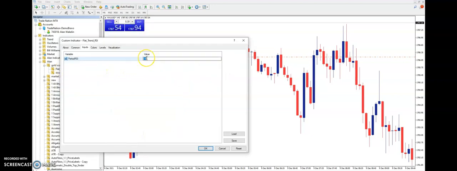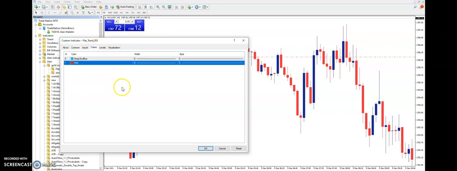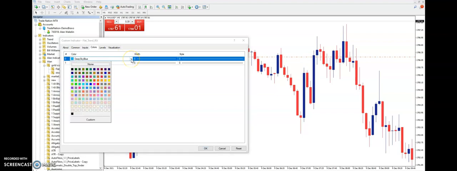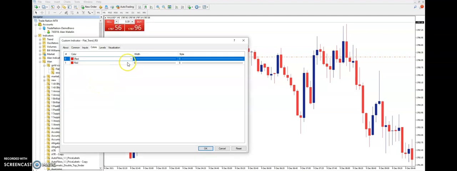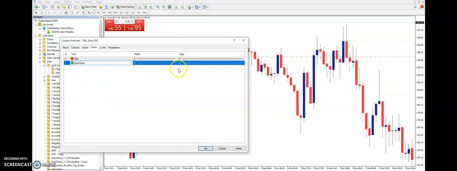RSI period here is 14. I like to put it at a 9 because of the short time frames that we're trading. I go to common, I allow the DLLs, I allow the modifications, and then I go to the colors. I'm changing the colors because I want ones that I can recognize what's going on. So I like to put the red one on the top and a green one at the bottom, because then I know I'm buying or I'm selling.